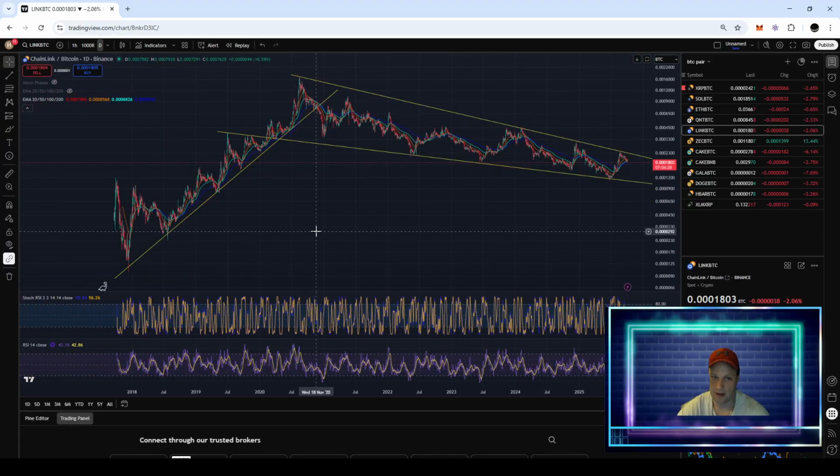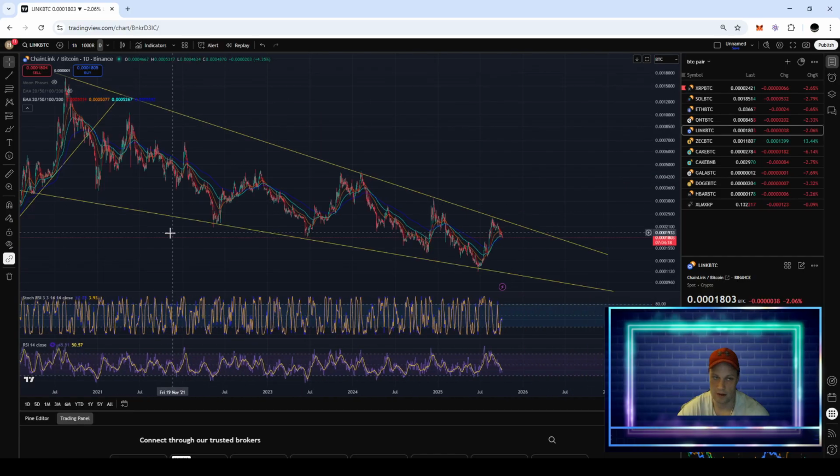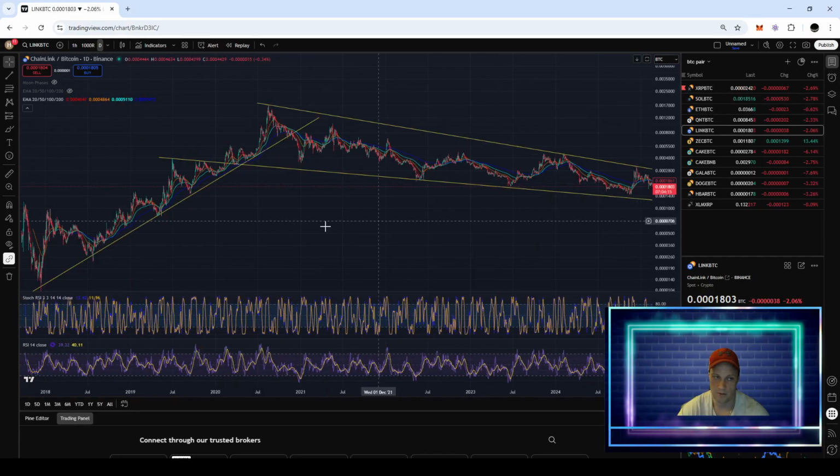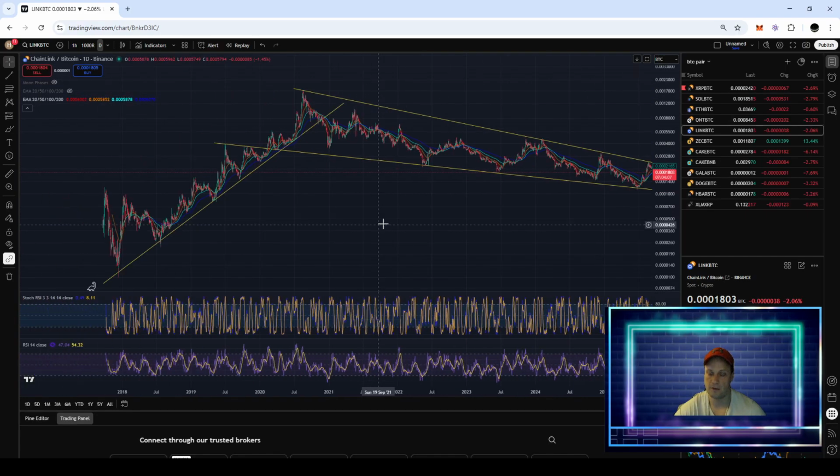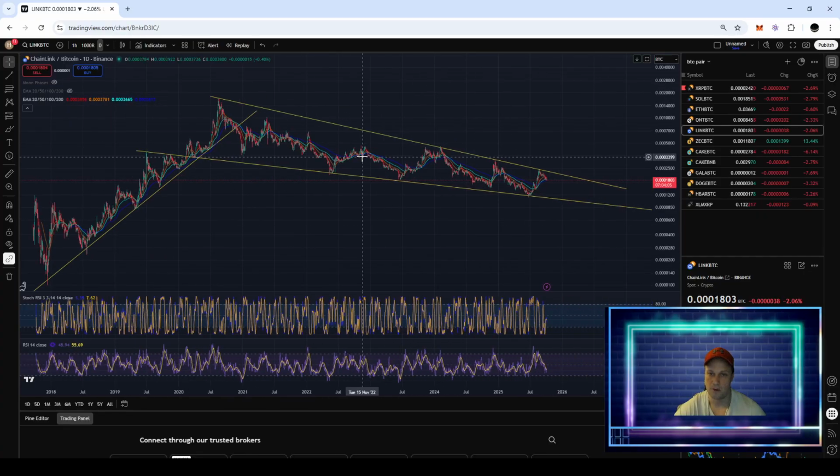Then we have Chainlink, a very beautiful, clean log chart, if you ask me. First, we had a couple of years of uptrend from 2017, from 2020, and here we broke the uptrend. And since then, we have been in a downward wedge. This is ultimately a bullish continuation pattern most of the time. So this is what I'm expecting here as well.